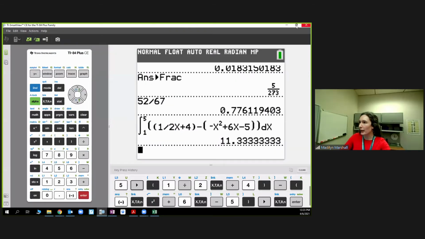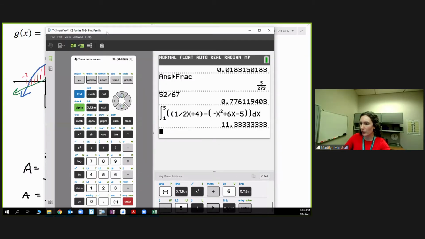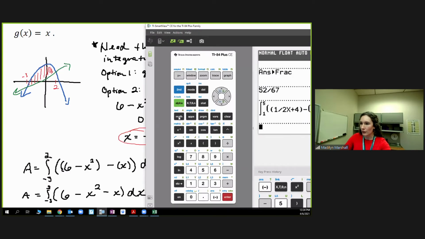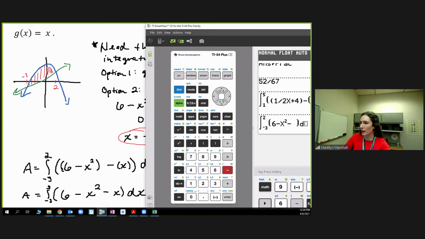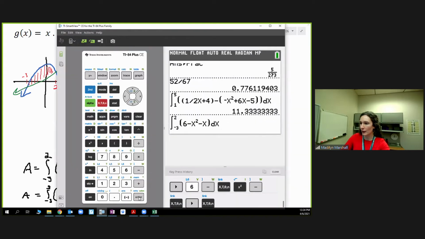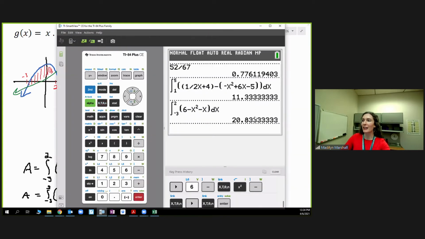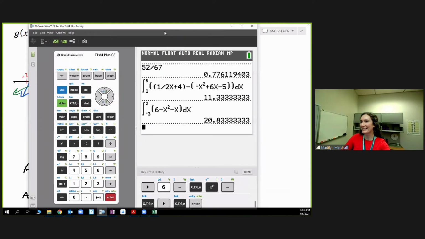And I'll just switch back to the TI for a minute. So if we go to math and number 9, it brings up our integration setup. So -3 to 2. And we have 6 minus x squared minus x. And we get 20.83. I have a lot of repeating 3's in these examples. Anyway, okay, so 20.83.